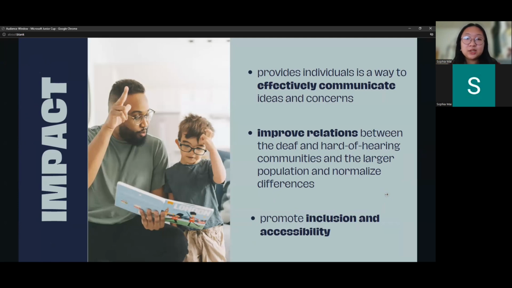The impact that a sign language detection system provides individuals is a way to effectively communicate ideas and concerns. This can improve relations between the deaf and hard of hearing community and the larger population and normalize differences. The potential impact of this solution can be significant on a global scale, as ASL is a primary language for communication among the deaf and hard of hearing communities in many countries. A sign language model can humanize interactions, prevent miscommunication, and provide a method of efficient and effective communication. In addition, a sign language detection system can also promote inclusion and accessibility for the deaf and hard of hearing community, as it can facilitate their participation in various aspects of society.